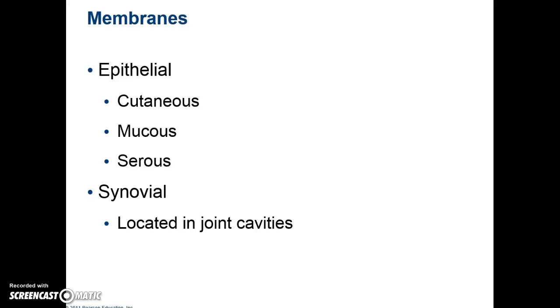Alright, here's the last little video for Chapter 4. This is just on membranes. So we're going to talk about 4 different types of membranes: cutaneous, mucous, serous, and synovial membranes. And it shouldn't really take too long. So let's dive right into the first of our epithelial membranes, the cutaneous membrane, which is the skin.